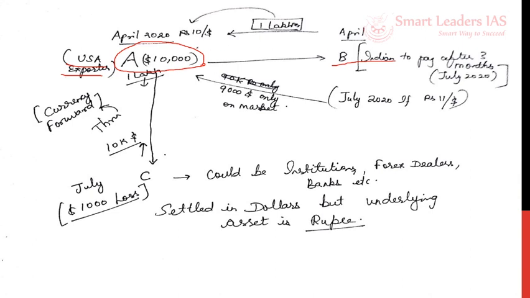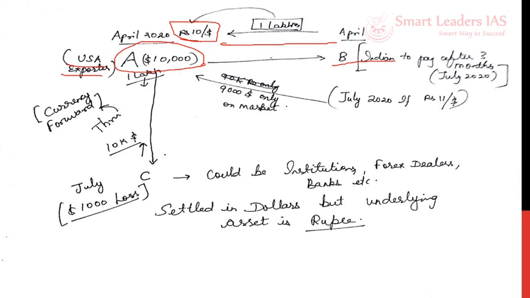So today, let us say April 2020, he is going to sell this product worth ₹10,000. He has to pay him a certain amount. For easy calculation's sake, let us assume ₹10 per dollar. So he has to give 1 lakh rupees. If he gives 1 lakh rupees in April, he will take this 1 lakh and convert that into $10,000.